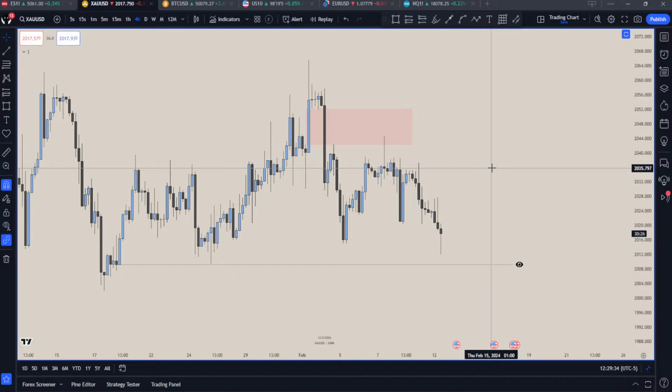Do you ever trade Dow? No, not really. I don't really trade Dow, to be honest. I like NQ the most, to be honest. I don't know what it is, but I just like trading NQ because it's more volatile.